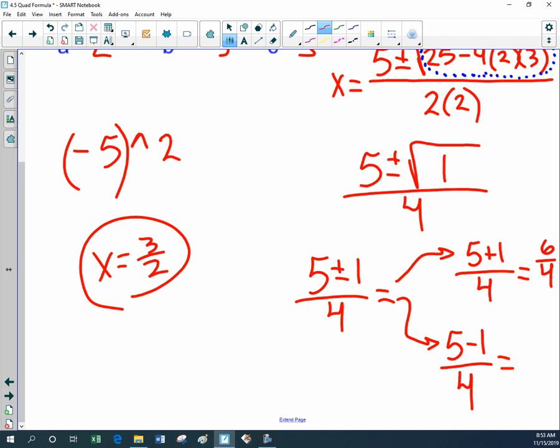Okay, 5 minus 1 is 4. 4 divided by 4 is 1. These two right here are two solutions. So how many times does it cross the x-axis? Twice. Where does it cross the x-axis?